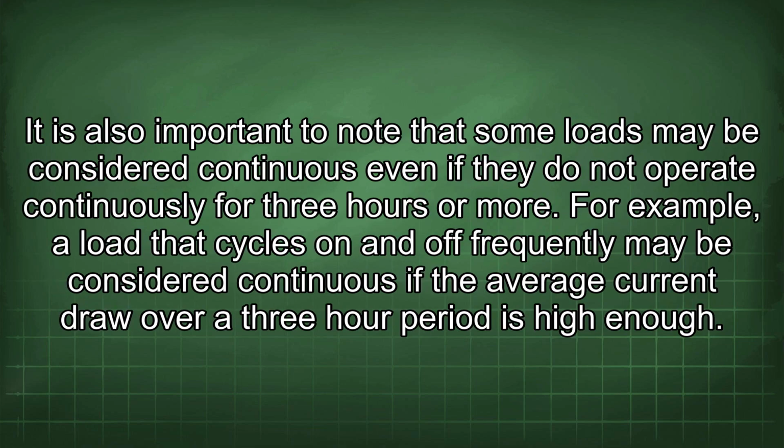It is also important to note that some loads may be considered continuous even if they do not operate continuously for 3 hours or more. For example, a load that cycles on and off frequently may be considered continuous if the average current draw over a 3-hour period is high enough.